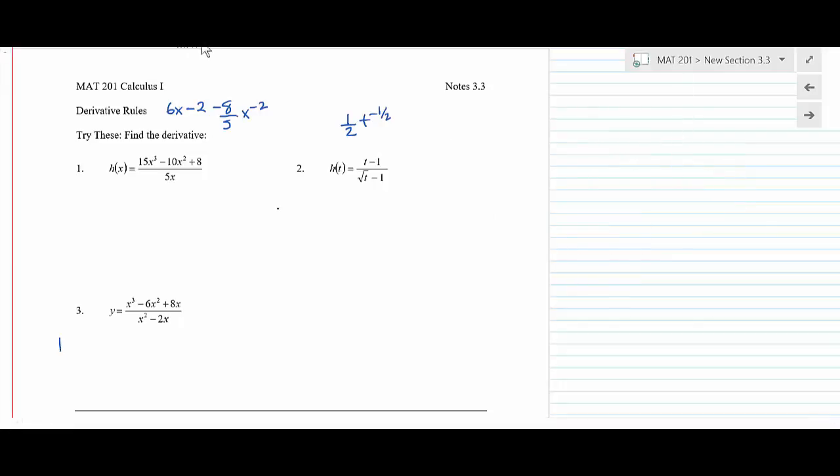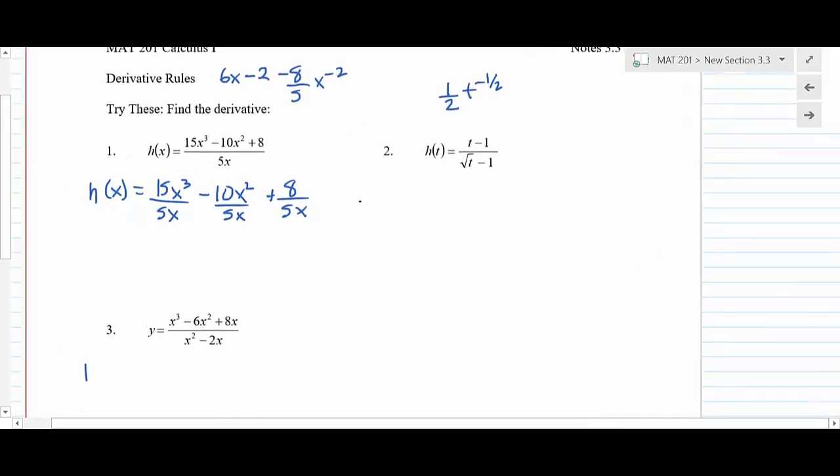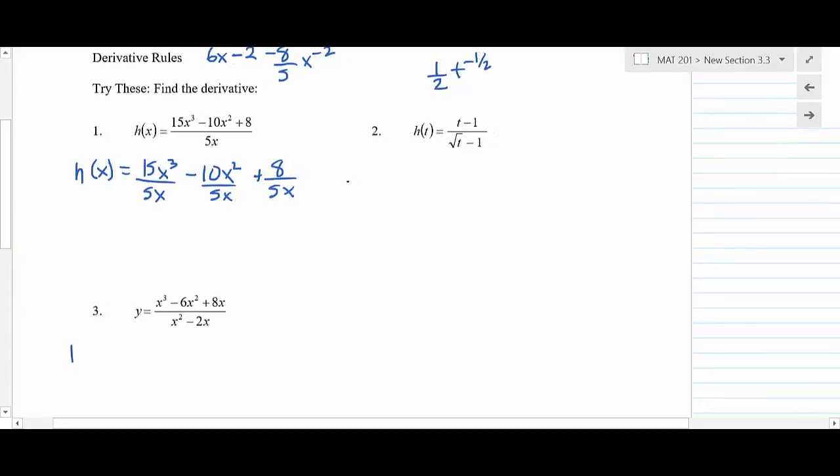Okay, so when you do this one, you want to do this. Now, you can do the simplification in your head. You're just doing 15x to the third over 5x minus 10x squared over 5x plus 8 over 5x. You've got to be careful about that last term and how that works. So when you simplify this, you would have h of x: 15 over 5 is 3, that's 3x squared. Then the x, that would be 2x.